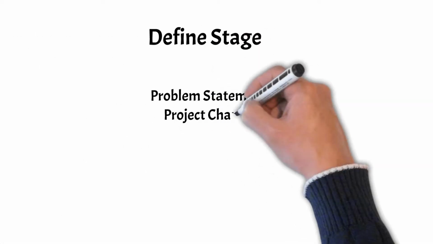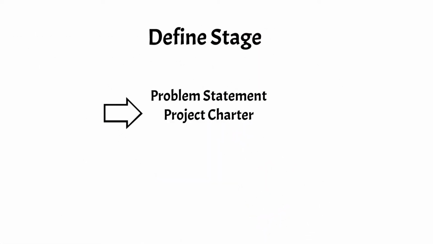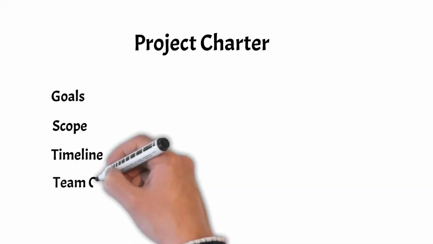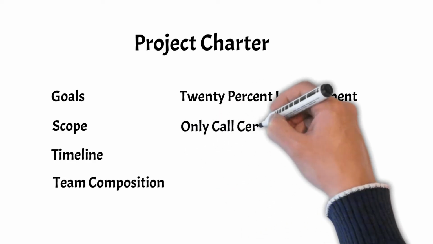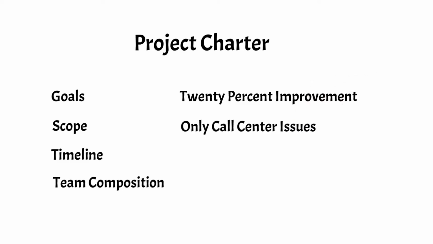Project Charter. A Lean Six Sigma project has been approved to address this challenge, and a project charter has been written. It focuses on the project's goals, scope, timeline, and team composition. First, the goal is a 20% improvement in customer satisfaction. Second is scope. It expresses what needs to be done and what does not. For example, customer satisfaction will focus only on call center issues, not the price or quality of the leased vehicles.